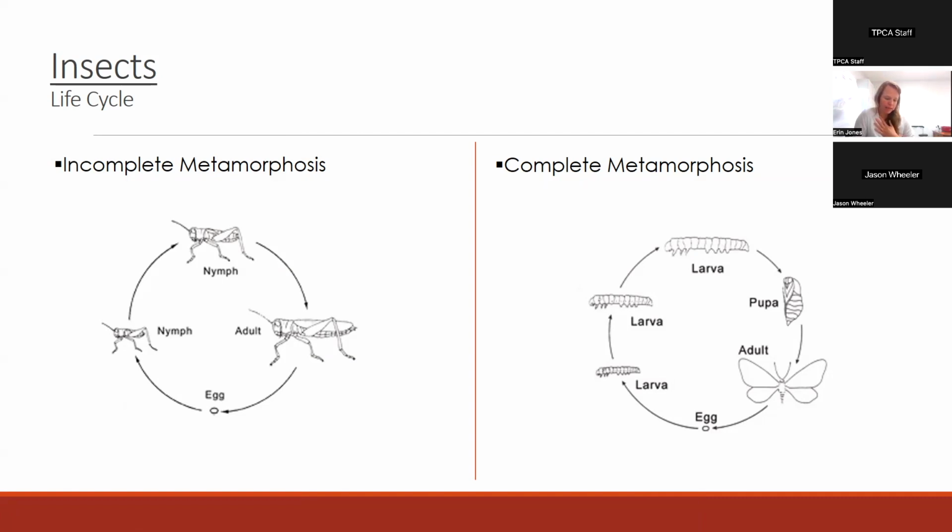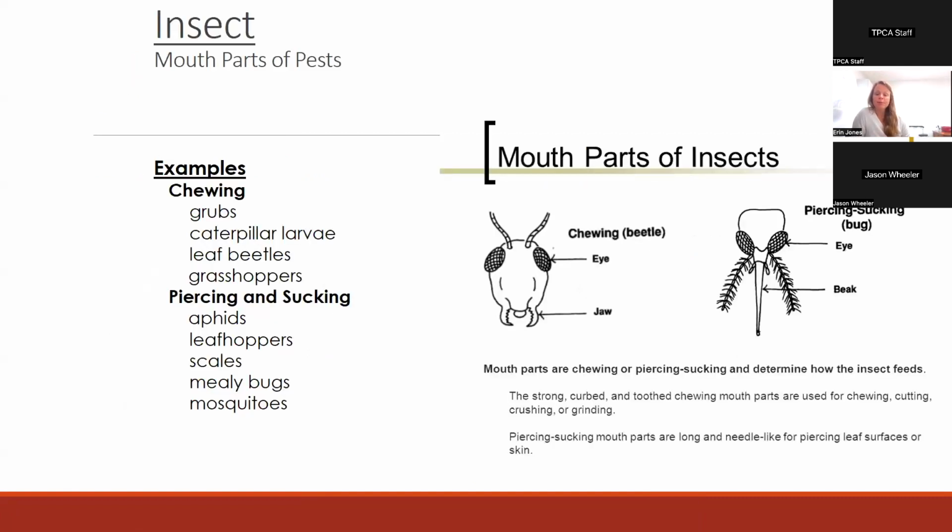And we can identify the type of metamorphosis they have based on the order that they belong to. So insects fall into different orders for classification. So when we look up an order of insects, we'll be able to find the type of metamorphosis that they have. So then when we catch our insect and we're trying to identify it, one of the main things that we can look at for identification is going to be their mouth parts.